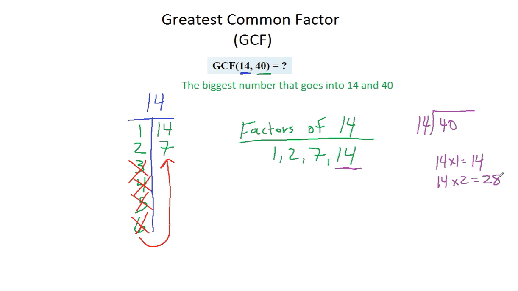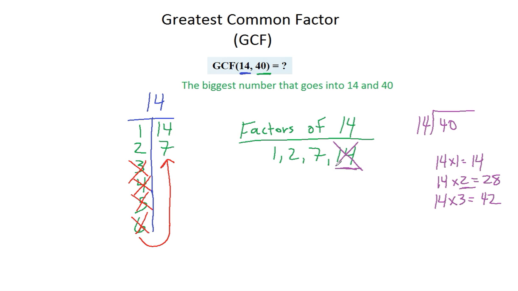14 times 3 is 42. So if I'm doing my division, it would be 2 with a remainder, or 2 with a decimal. But overall, 42 is not, or excuse me, 40 is not divisible by 14. So that's out.